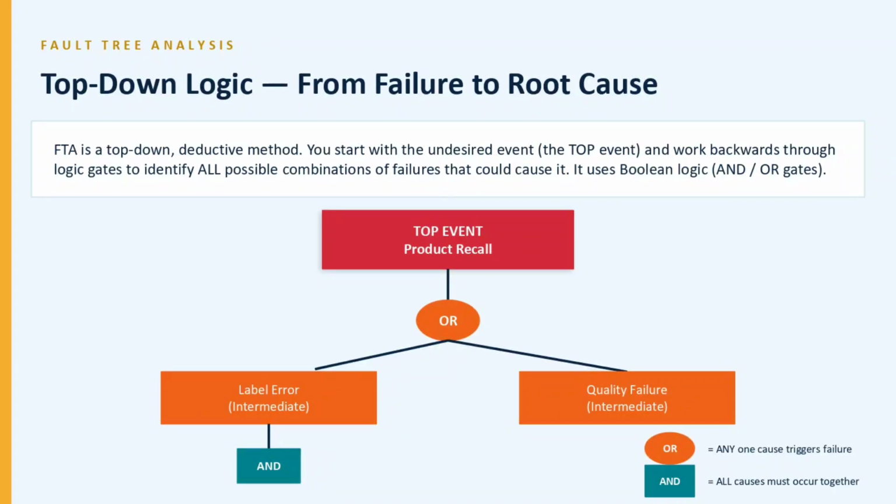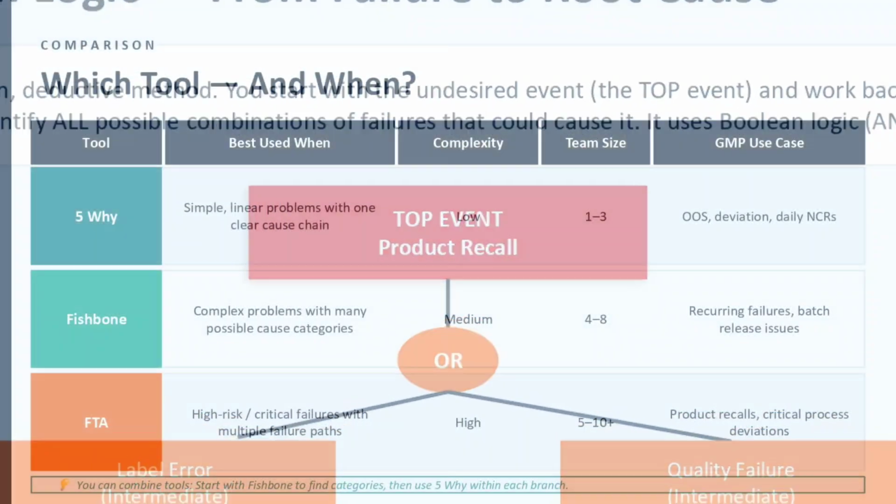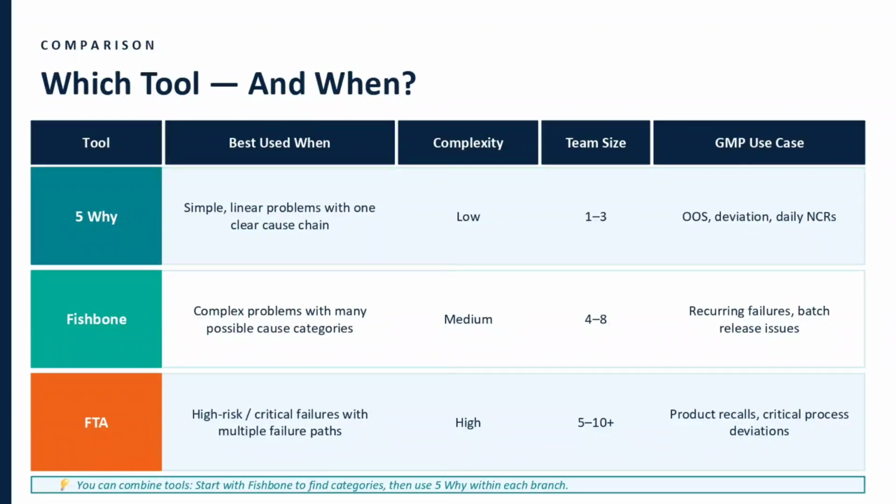You keep building the tree downward until you reach the basic events, the fundamental root causes at the bottom of each branch. The FTA is especially valued in pharmaceutical and medical device industries where risk is highest. When an FDA inspector asks, "How did this happen and how are you sure it can't happen again?" a well-built fault tree is your most powerful answer. So now you have all three tools. Let's compare them side by side so you know exactly which one to reach for.